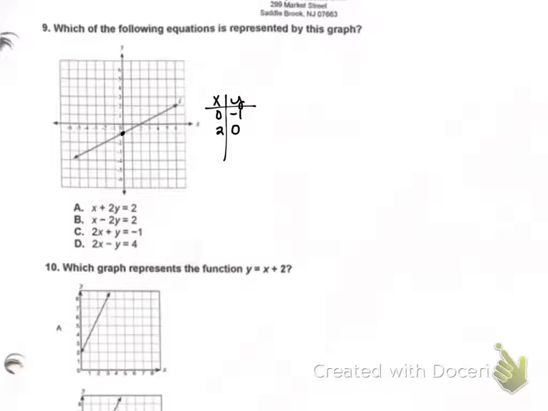Alright, so let's look at A. So I'm going to take the equation x plus 2y, and that has to equal 2. I'm going to take this first point, plug in for x, plug in for y, and again it has to equal 2. So 0 plus 2 times -1, does that equal 2? Well, 0 plus 2 times -1 is -2. So that doesn't work. So it can't be A. Alright, let's look at B. So again, let me erase this right here. I'll just reuse this.